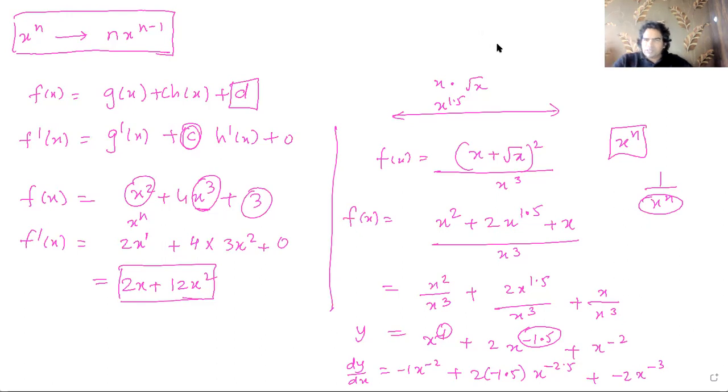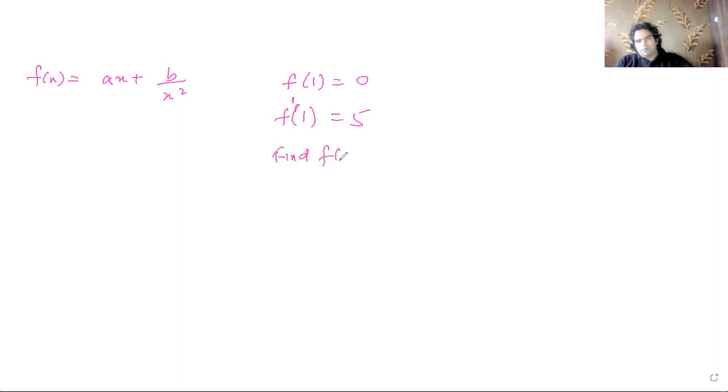Now let's see what other kinds of questions can be asked on this. So let's say f of x has been given to us as ax plus b over x squared. And it has been given to us that f of 1 is, let's say, 0, and f dash 1 is 5. And you have to find f of 4. So that's the question which we have, and let's try doing this.